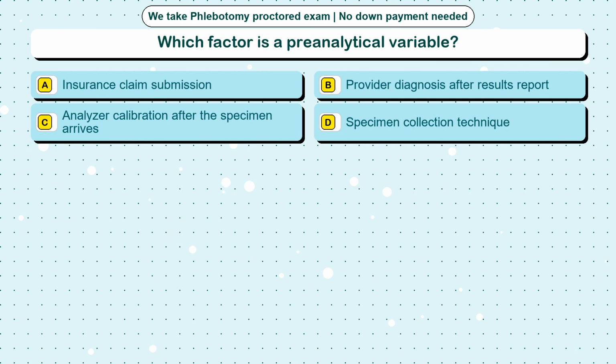Question 91. Which factor is a pre-analytical variable? Option A. Insurance claim submission. Option B. Provider diagnosis after results report.